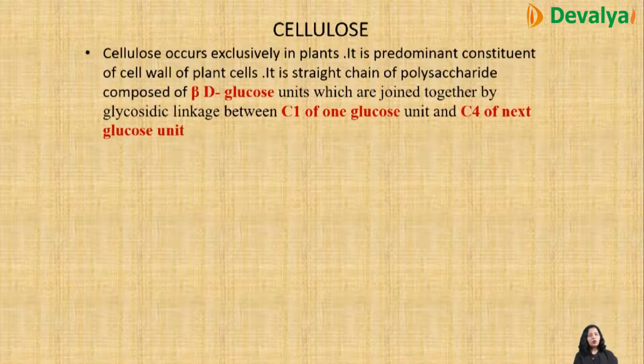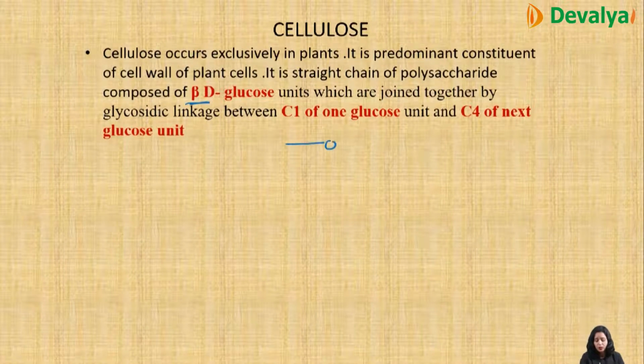Next is the cellulose, which you know occurs exclusively in plants, and is the predominant constituent of the cell wall of the plant cell. It is a straight chain polysaccharide composed of beta D-glucose units, in which C1 of one glucose is combined with C4 of the next glucose unit. But here the important point is that both are beta D-glucose units.